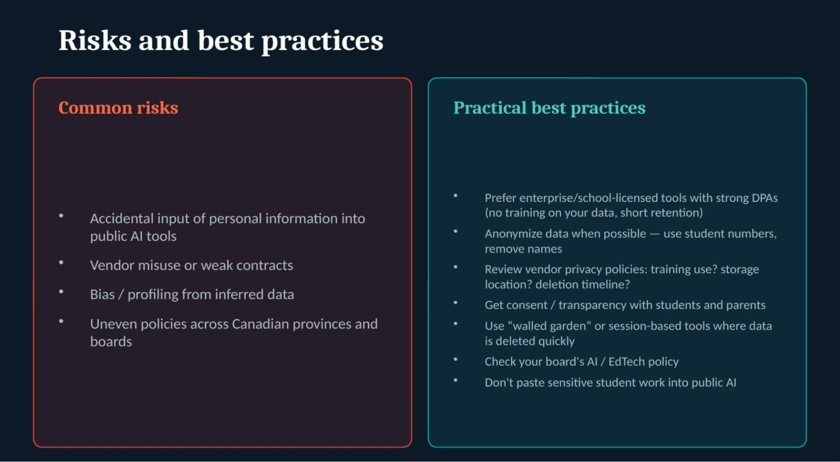Use student numbers, remove names. Review vendor privacy policies and ask: is data used for training? Where is it stored? And what's the deletion timeline? Get consent and remain transparent with students and parents. Use walled gardens or session-based tools where data is deleted quickly, or check your school board's AI and EdTech policy. And don't paste sensitive student work into public AI.